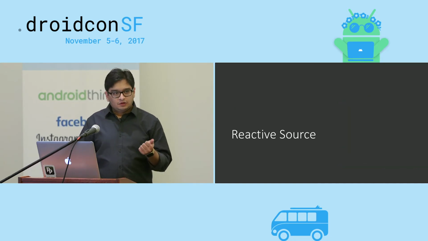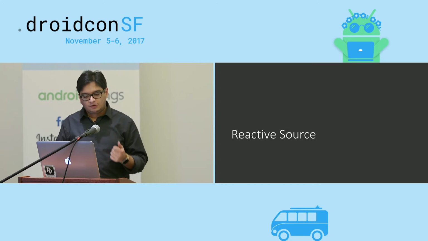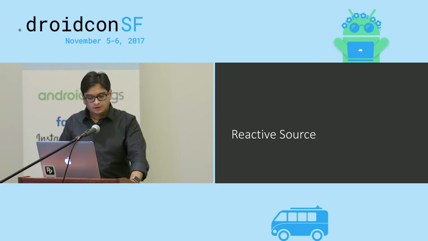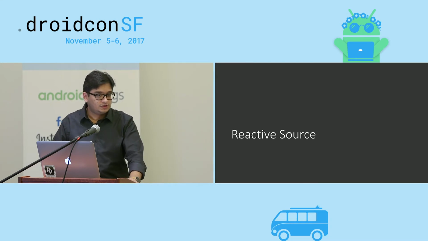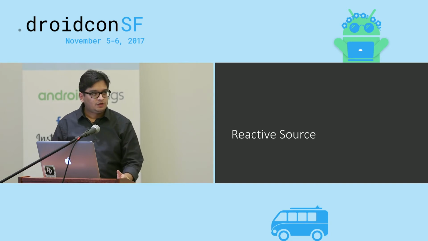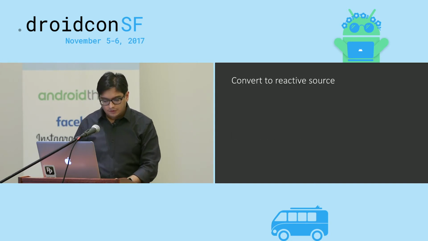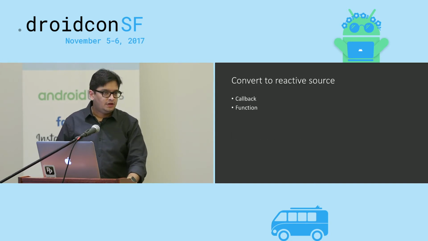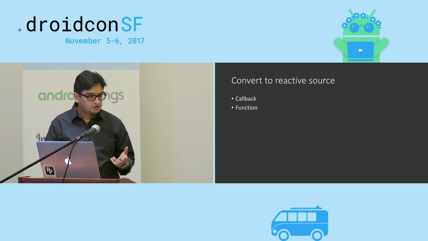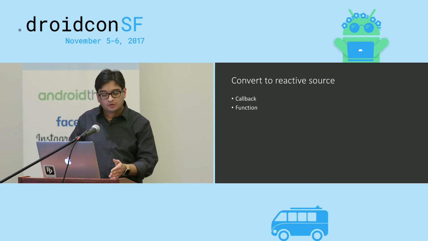Good, so we looked at subjects, we looked at a few operators, we looked at sources, right? Now let's see how we can apply that in our application. All of us would have legacy code which is non-Rx, right? How easy is it, or how is it possible, to convert it into a reactive source? Say there are 2 different sources of data for us. One is a callback, one is an actual function, and we'll look at an example of how we can convert both of them into a reactive source.